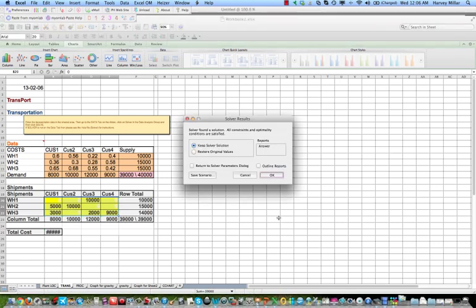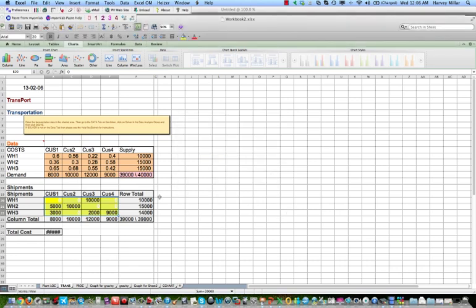It's working. And there we go. Voila. We get this dialog box that says, we found a solution. Do you want us to keep it? I will say yes. Now, we're not always sure if it's optimal, but in this case, we could pretty much assume that it is. Let me just widen the value and see what our cost is.